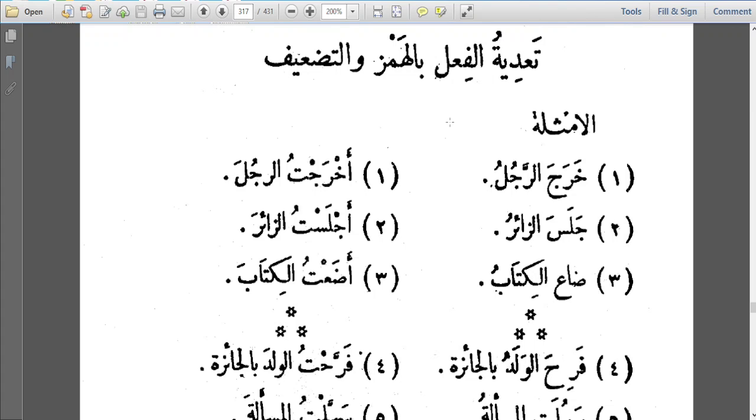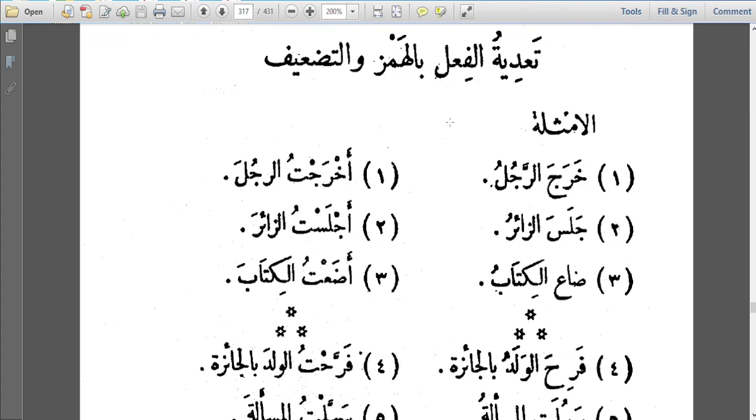Okay, so it's either you add hamza in front of the verb or you do tad'if of the verb. That is, you double the middle letter. Double here means you give a shadda. Okay, so that is our topic. Ta'diyatul fi'li bil hamza wa tad'if. Transitiveness of the verb with hamza and at-tad'if.